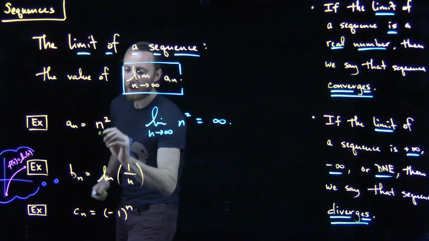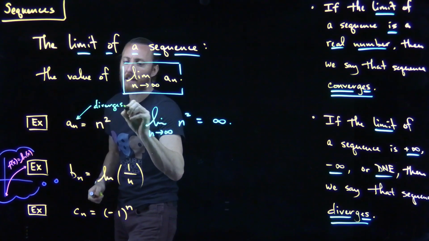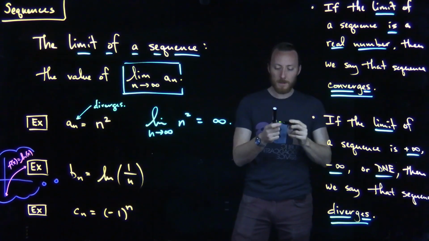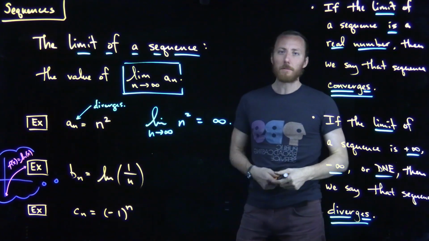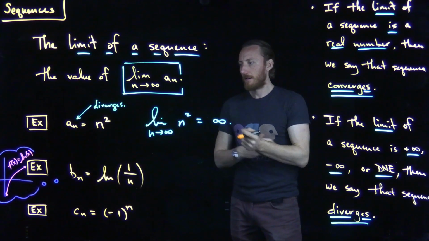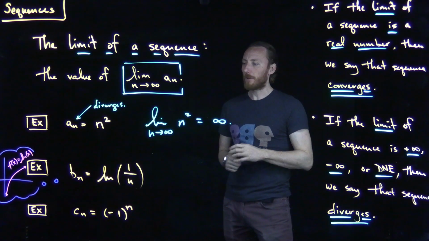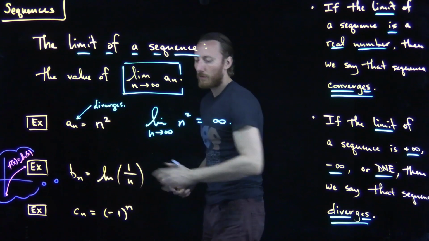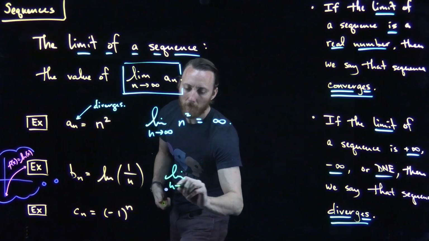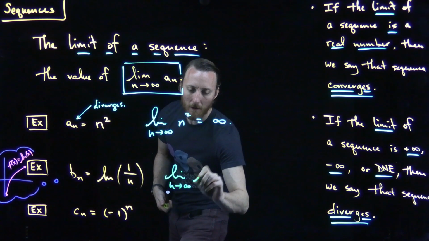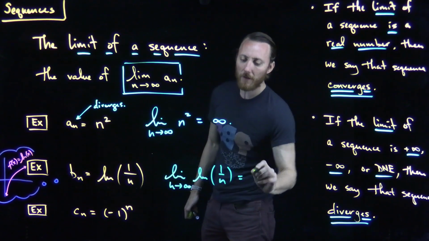So the sequence here diverges as a result of the limit of that sequence not being a real number. Infinity is not on the number line, and that's enough of a reason for it to be divergent based upon our definition of the word divergent. What about b sub n equals ln 1 over n? Our limit would be the limit as n goes to infinity of ln 1 over n.